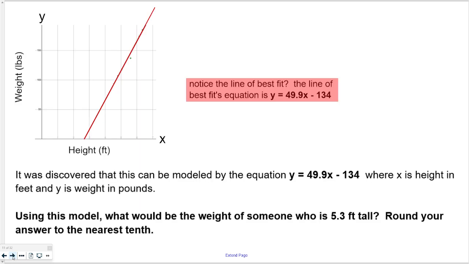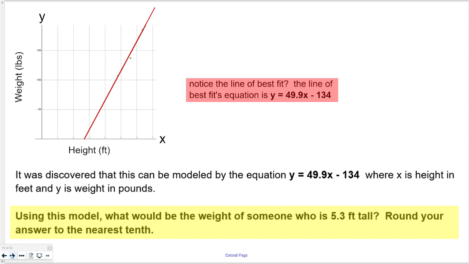Now, how can we go about actually using this? Well, it says it was discovered that this can be modeled by the equation y equals 49x minus 134, where x is the height in feet and y is the weight in pounds. They literally gave us the exact equation for this line of best fit that's slashing through the scatter plot. And that's very, very useful for us, especially because they said x is the height.